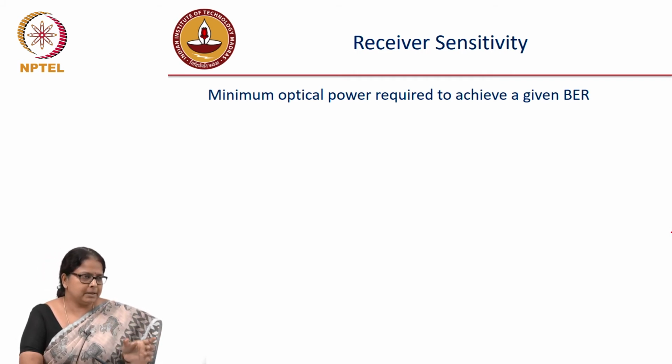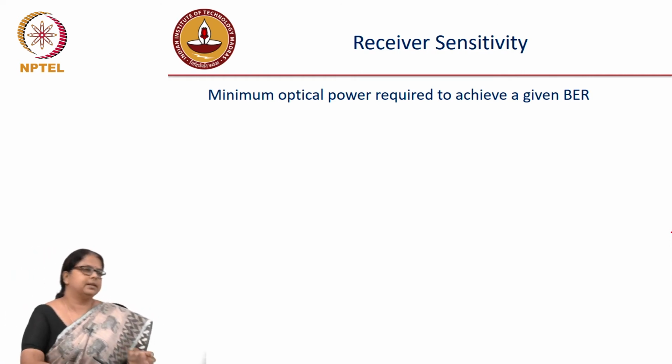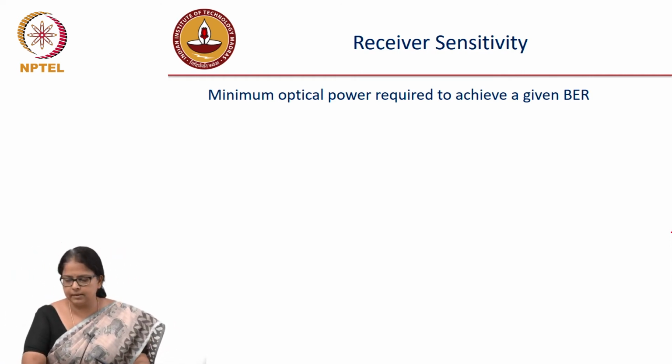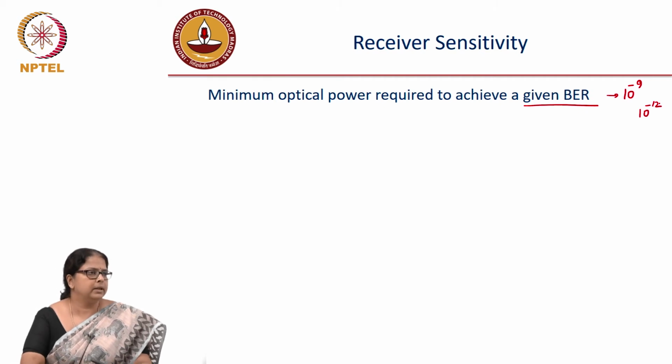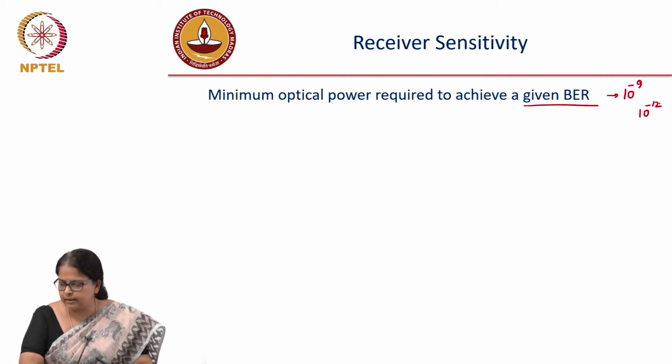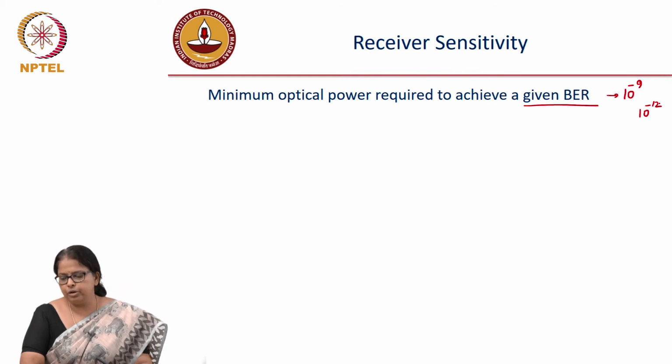So in an optical communication system, whenever we talk about receiver sensitivity, it is the minimum power required to achieve a given BER, and this given BER is usually 10 power minus 9 unless it is specified. So you could do it either for 10 power minus 9 or for 10 power minus 12. These are the two commonly used required BERs. So how do you do that now?